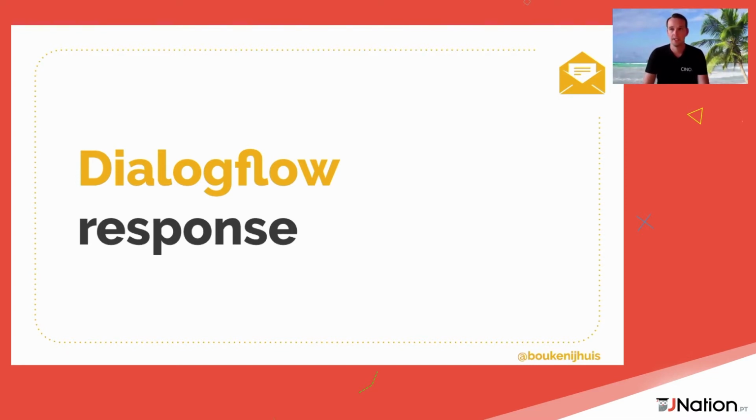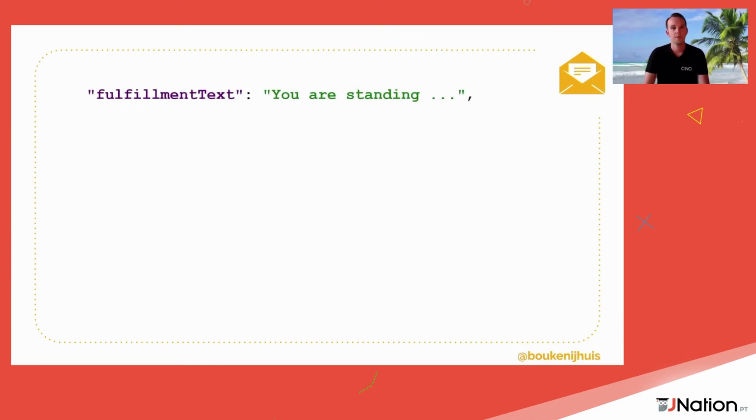And again, I'm going to show you a partial JSON, but only the most important fields. So first, there's the fulfillment text. This is the answer of the game. So whenever you did a go north, it will come up with a description of the location. You are standing, blah, blah, blah. But there is another important thing, and that is called the output context. This object is used to keep track of context. Dialogflow enables you to keep track of context.